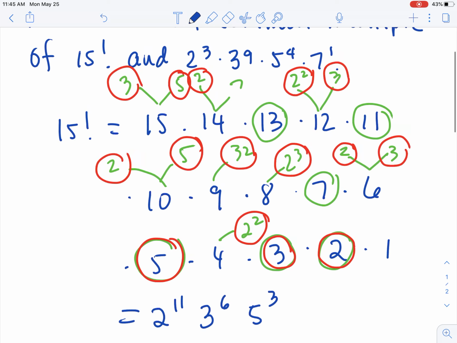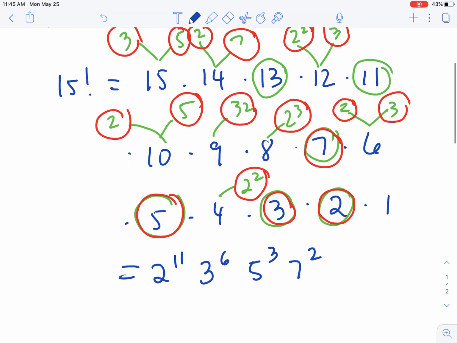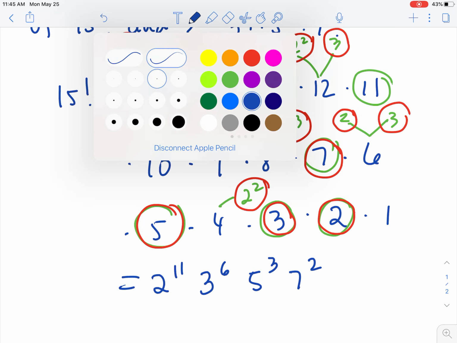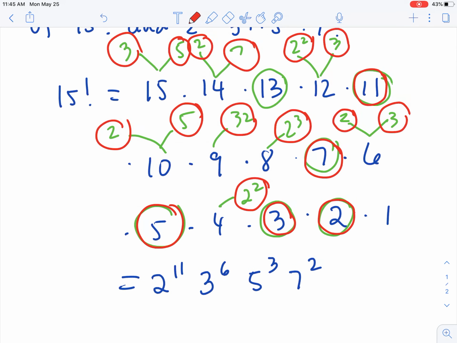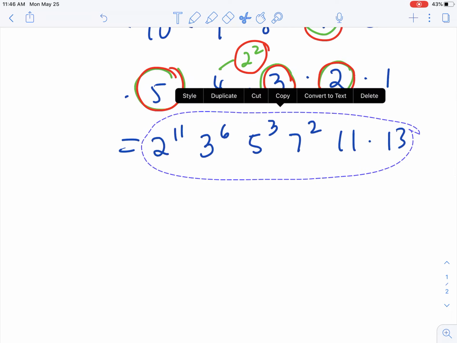Tapos meron tayong 7. Yung susunod na prime is 7. Andito at meron pa tayong isang 7 dito. So that's 7 squared. Tapos yung susunod ay 11 at saka 13. Yun yung last na primes natin. So, times 11 times 13. And this number, no, we want to find the LCM of this number.